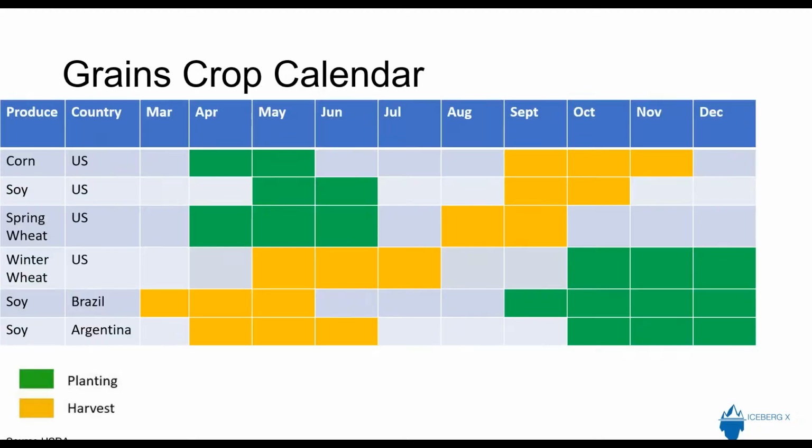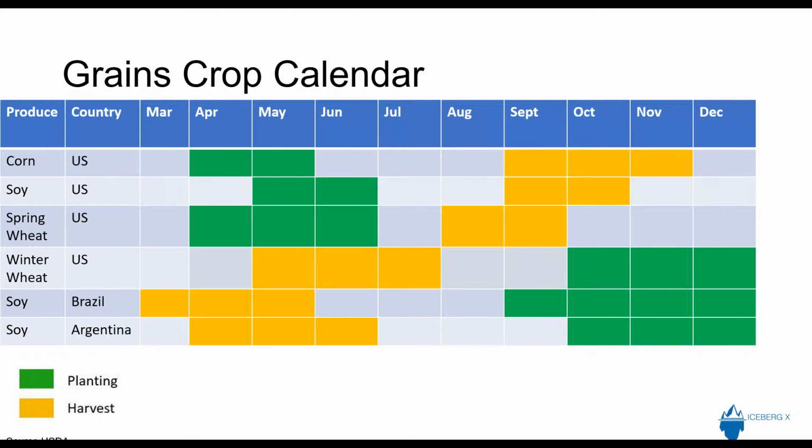Now, I thought I'll start off with, for those who are new to the grains market, just giving you a bit of a sense of when are the periods where a particular harvesting or planting season starts. So in the US, corn and soybean are usually planted in the second quarter of the year, starting from April to June, and those crops are usually harvested around the September to November period.